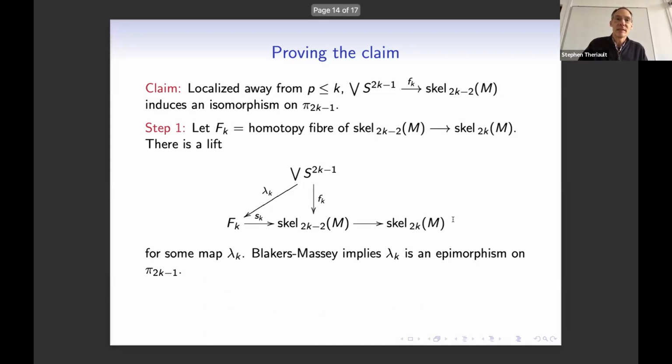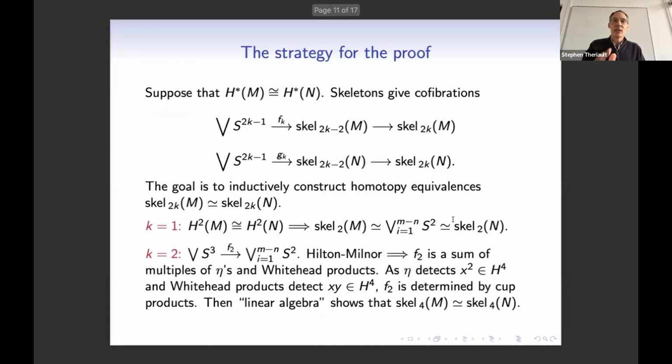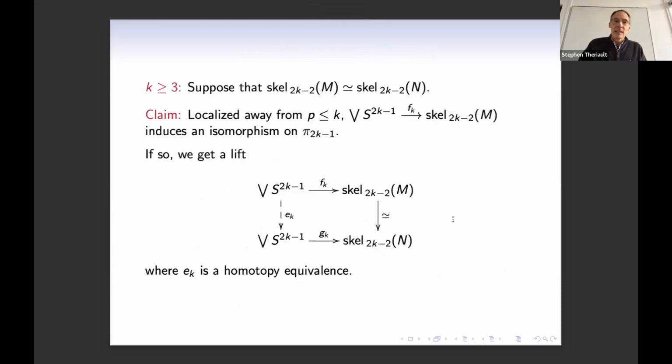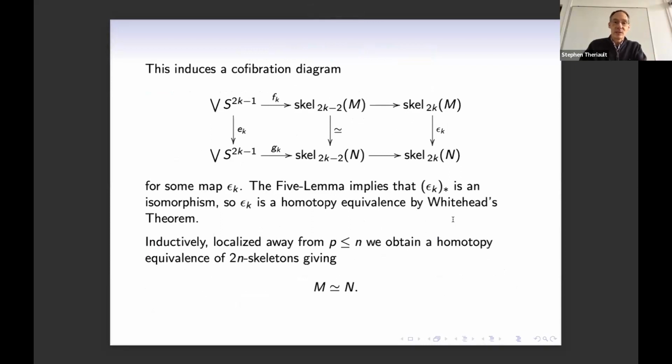So if we back up a little bit, we go to the strategy of the proof. At no point have we mentioned anything about the polytope yet. So at this point, you imagine you have a cohomology ring isomorphism between two quasi-toric manifolds, full stop. Then the strategy for the proof works. The k equals one case works, the k equals two case works. Assuming the claim works, the strategy for the k bigger than or equal to three case works, and you end up with this homotopy equivalence.